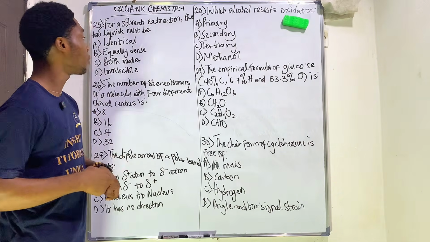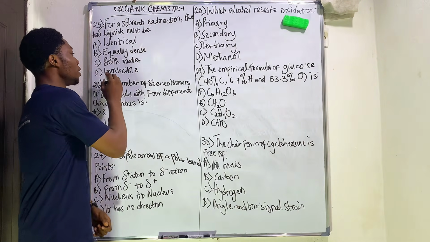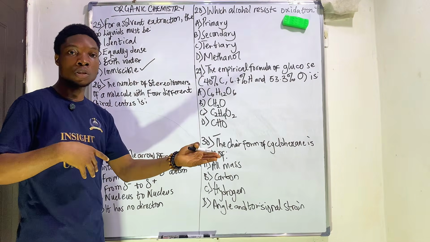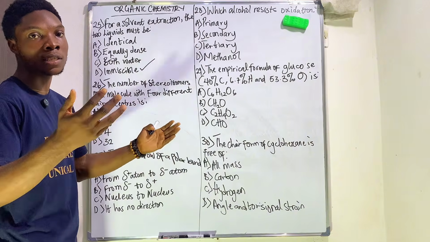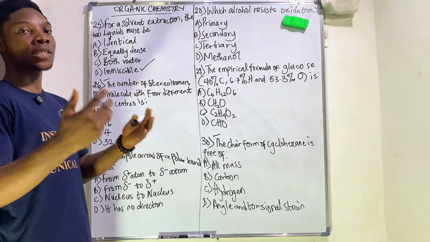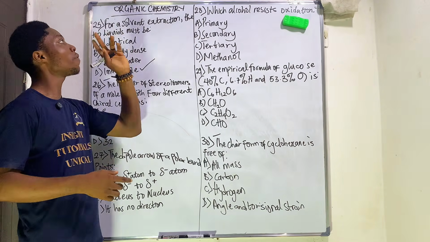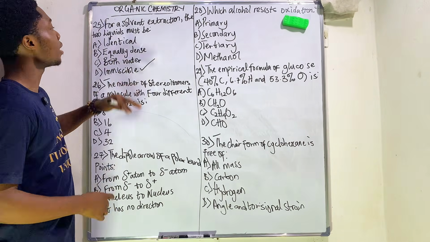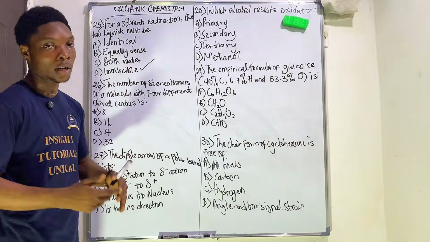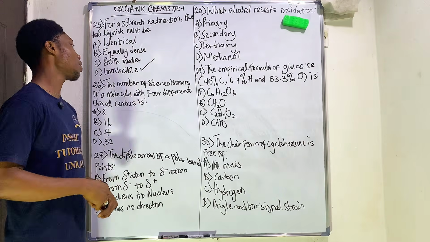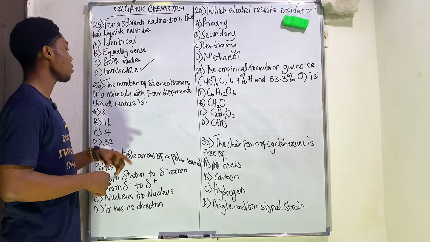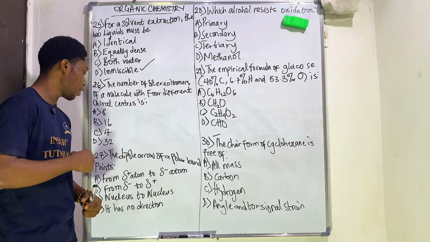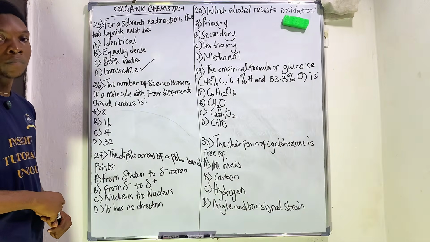Now, for this to be accurate, the two solvents have to be immiscible, right? So if they are immiscible, when we put the solute in, we will be able to see two distinct layers of solute, right, that we can separate. So the answer is, for solvent extraction, the two liquids must be immiscible. All right? Not identical, not equally dense, not both water, but what? Immiscible. Next question. The number of stereoisomers of a molecule with 4 different chiral centers is A 8, B 16, C 4, D 32.